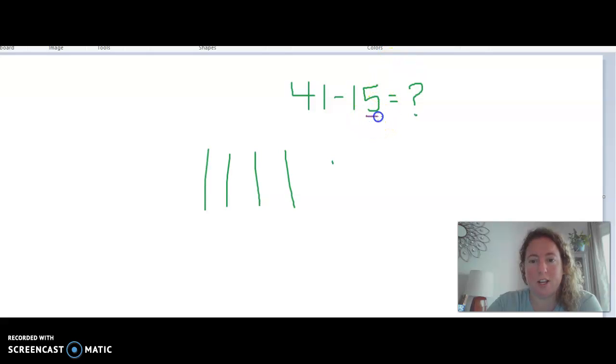So the first thing, you always want to start with your ones. I see I need to subtract or cross out 5 ones. When I look down here, I don't have 5 ones to subtract. So what you need to do is decompose or break apart a stick of 10 into 10 ones. 1, 2, 3, 4, 5, 6, 7, 8, 9, 10.